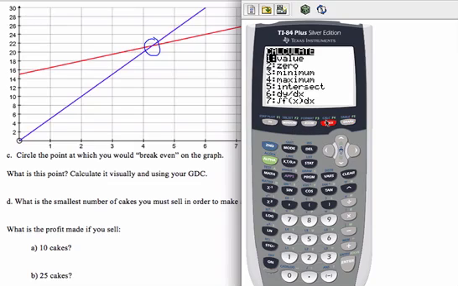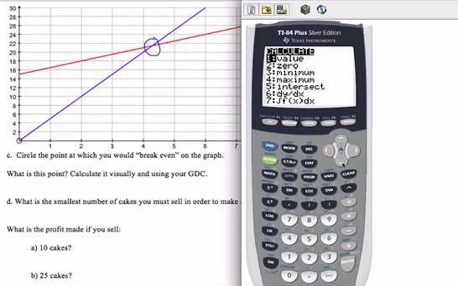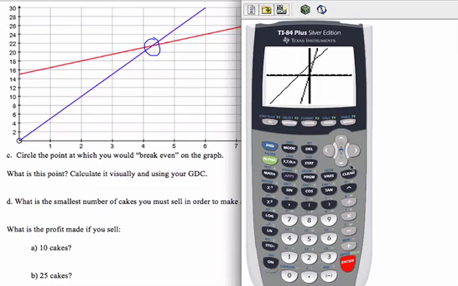And we can go to second function, calc, go down to intersect. I'm going to press enter on the first curve. Oops, I think I made a mistake here. Let me try it again. Second function, calc, going down to intersect. Press enter. Now I'm on the first curve, so I press enter. I'm on the second curve, enter. My guess, I'm going to go close to the point of intersection, press enter. And there we go. Now, it looks a little bit nasty, but actually they look like sevenths to me.